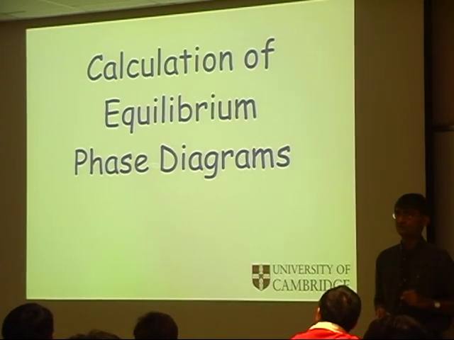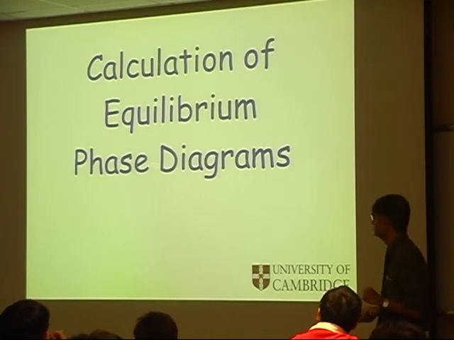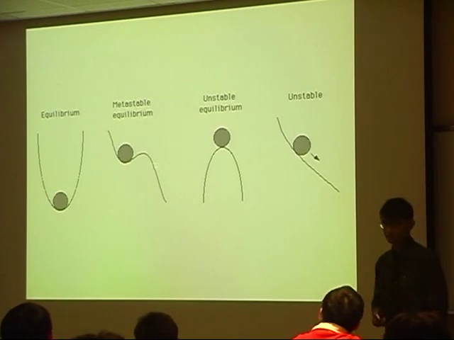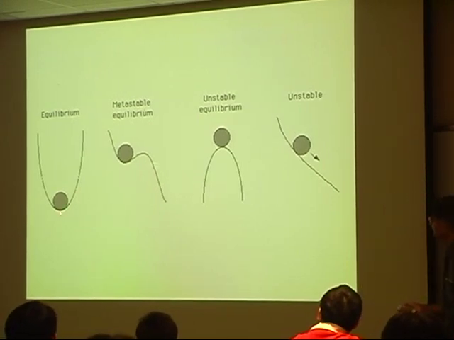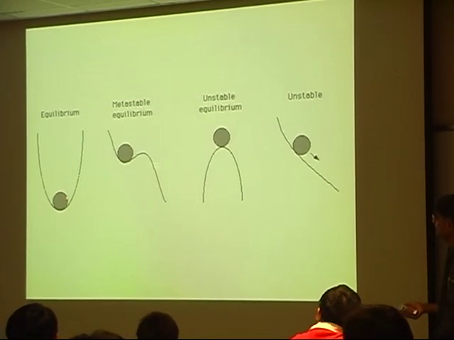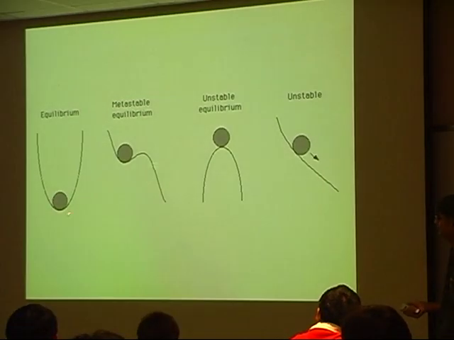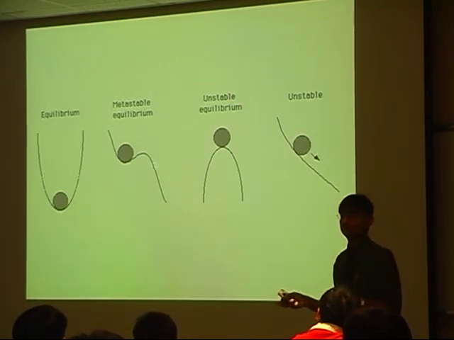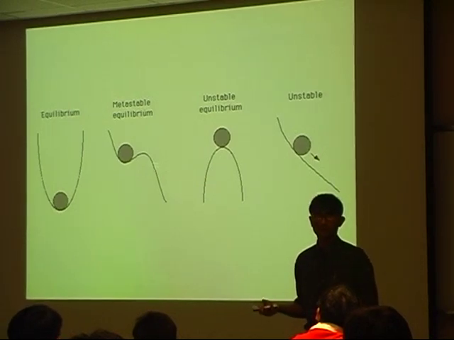So I will briefly summarize how we do such calculations, just to define the different kinds of equilibria that we have. First of all, this is what we call stable equilibrium. I have a ball here, which is in an energy valley. If I give this ball a small perturbation, that means I shake it a little bit, it will come back to its original position. If I don't shake it, it will stay there forever. That's the meaning of equilibrium.